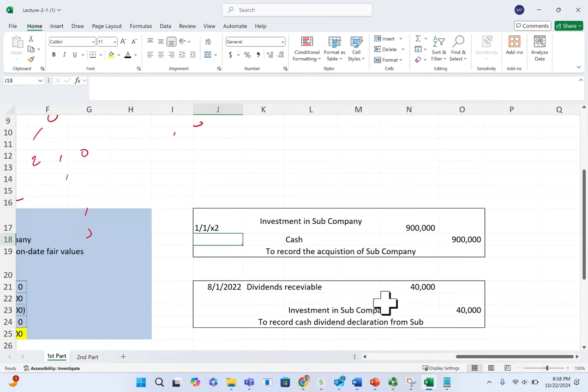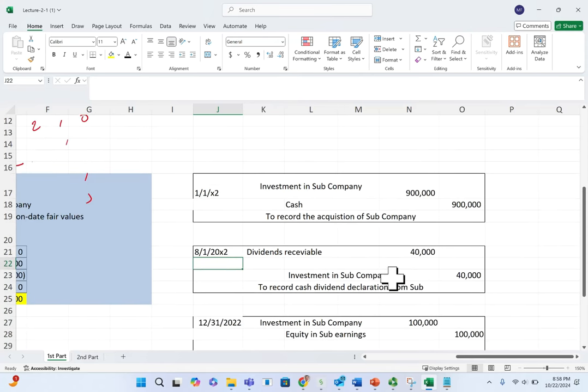Now, the subsidiary declared a dividend, and then they paid it on August 1st of year X2. And when they declared the dividend, we debit dividend receivable, and we credit investment in sub, because basically what happened is they are paying us money from our own investment. Therefore, our investment goes down, and we expect to receive the money. Then eventually, the dividend receivable is gone. When we get paid, we debit cash, credit receivable. So basically what it ends up with is debit cash and reduce the investment.